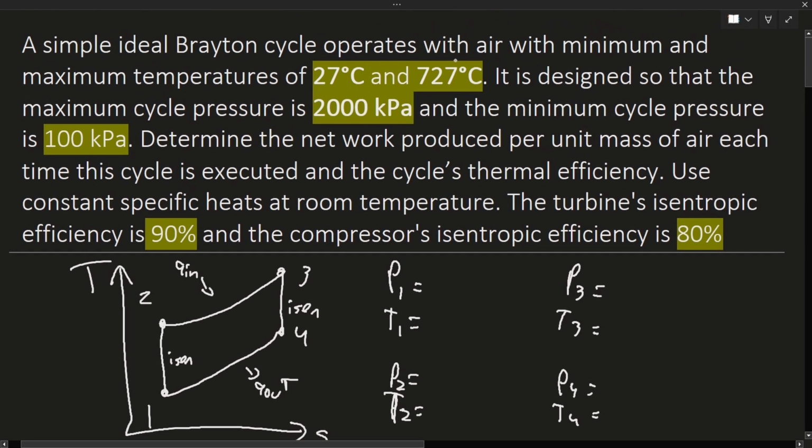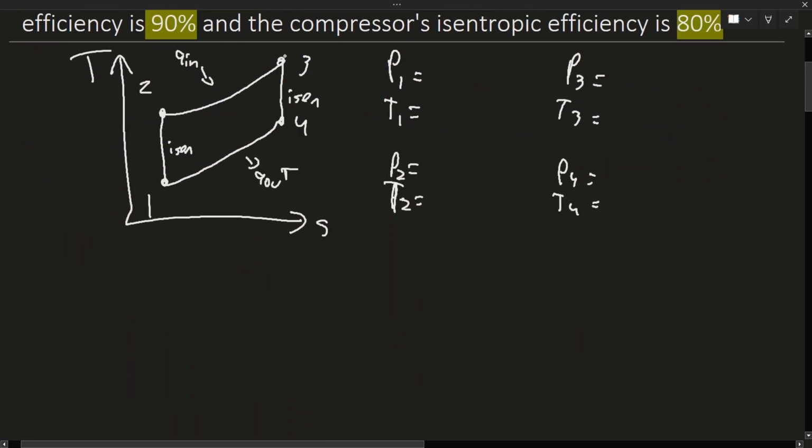Minimum and maximum temperatures are 27 and 727. Maximum temperature is right over here at point 3, you see it's at the top. So that is 727 degrees Celsius, but we're going to work in Kelvin, so this is 1000 Kelvin. The minimum is at point 1 because that's where the minimum temperature is. It's 27, so that's 27 plus 273, which is 300 Kelvin. Okay. Next.